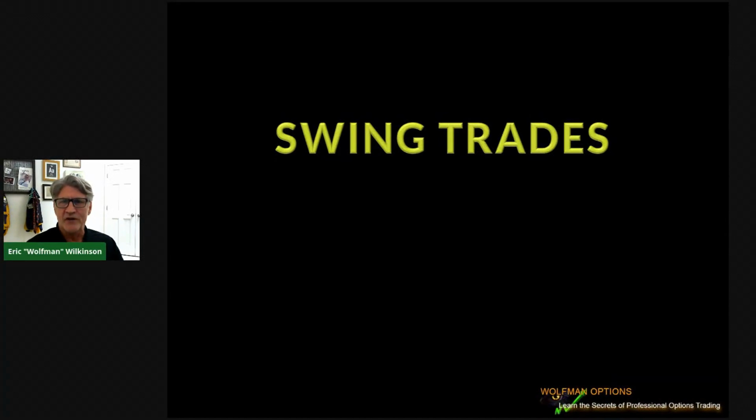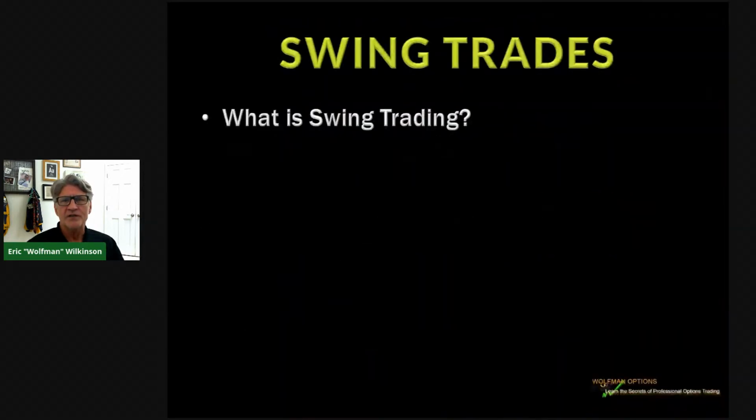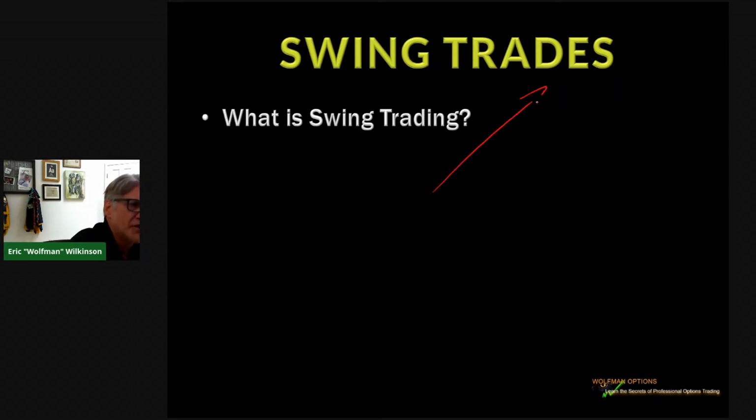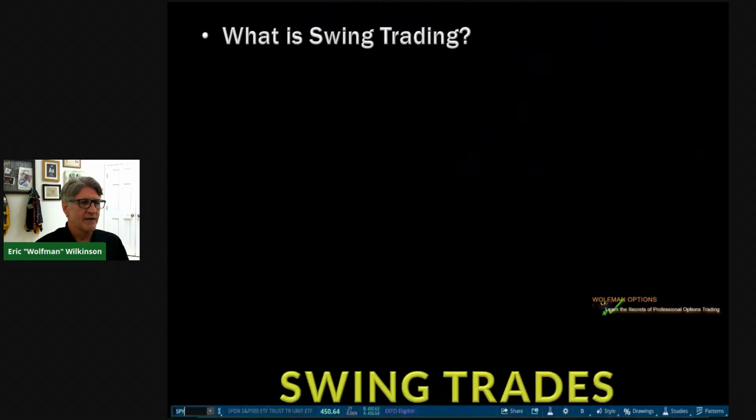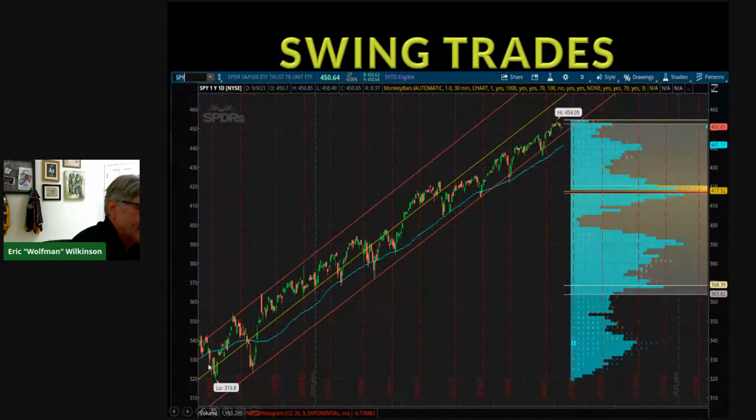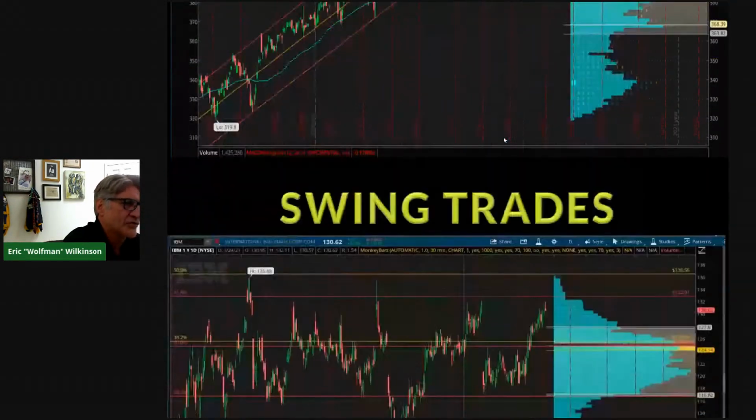All right, swing trades first though. What is a swing trade? A swing trade, folks, is just literally trying to determine an overall move in an underlying. So what we try to do is determine if it's bullish, market neutral, or bearish, right? That's the first step, is to find the overall trend. So in this case, we can see that this is a very bullish trend.